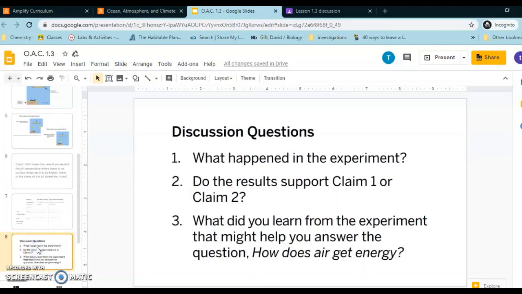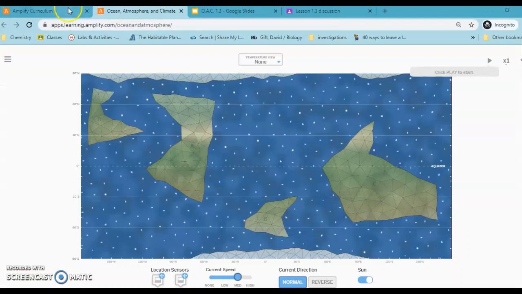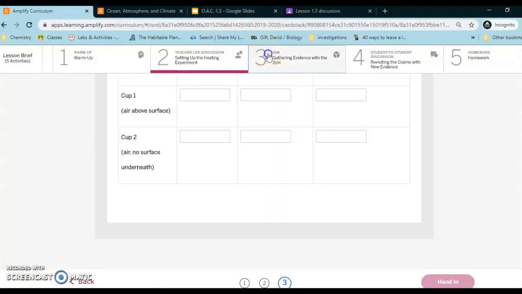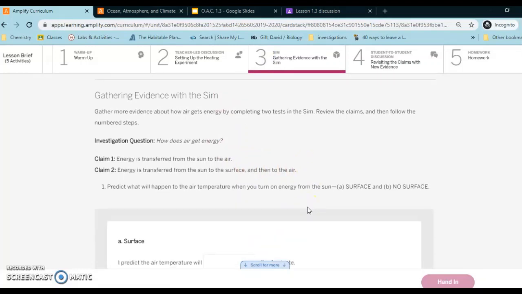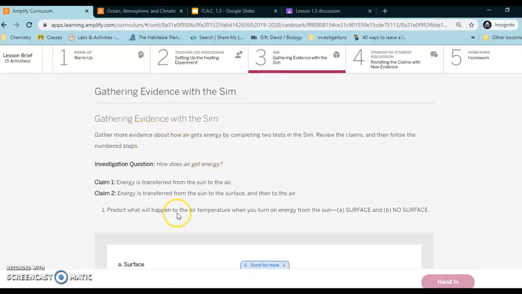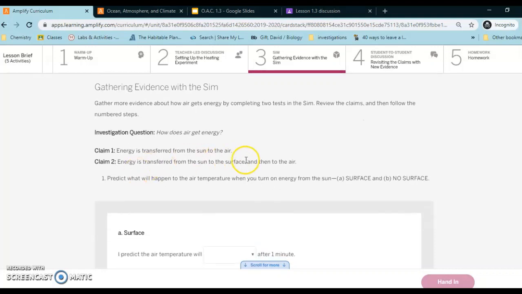So we are back at slide 8, where we were looking at the discussion questions. So now it's time for the simulation, and it tells us to go to Amplify. So let's look at what's going on over here with Amplify. Ms. Jackson's going to click on the sim page. Okay, so we're going to gather evidence with the simulation. So remember, our investigation question is, how does air get energy? And we think that energy can either be transferred from the sun to the air, or energy can be transferred from the sun to the surface to the air.